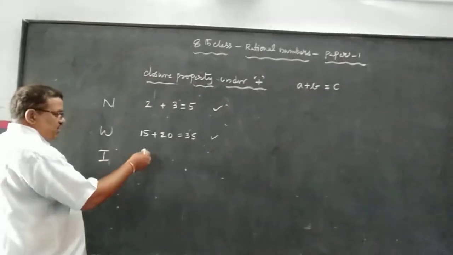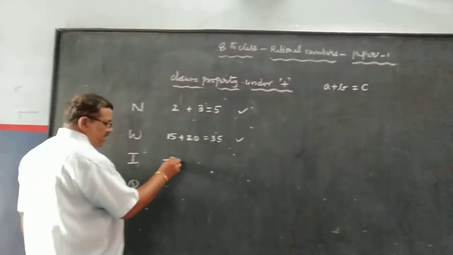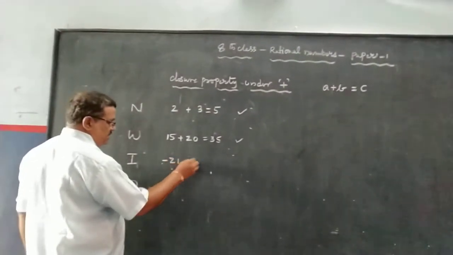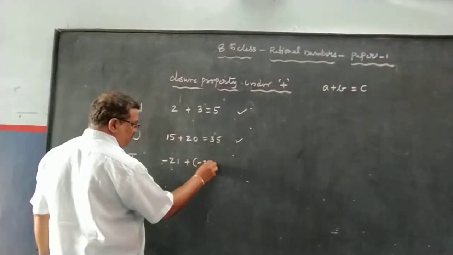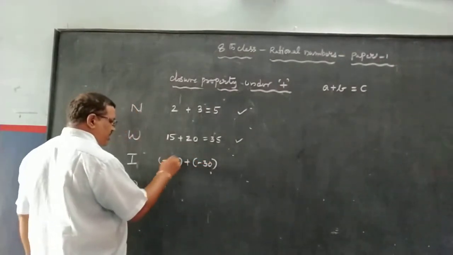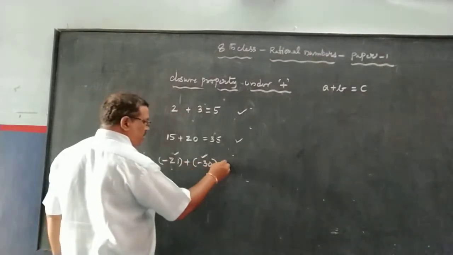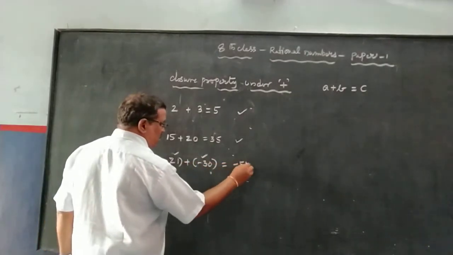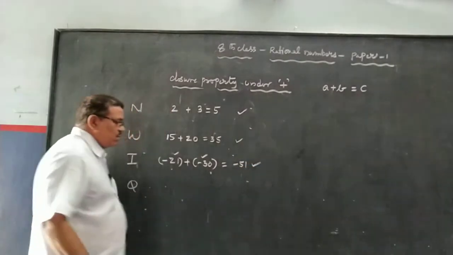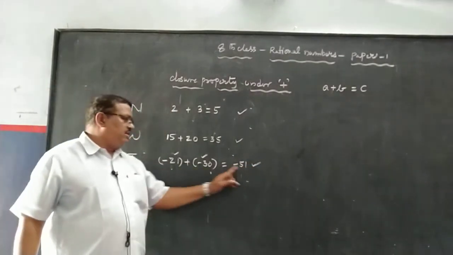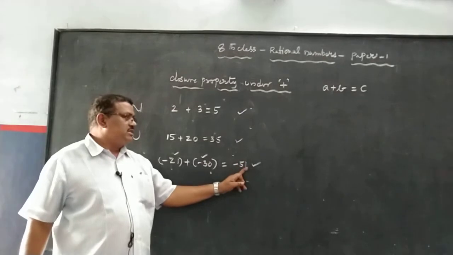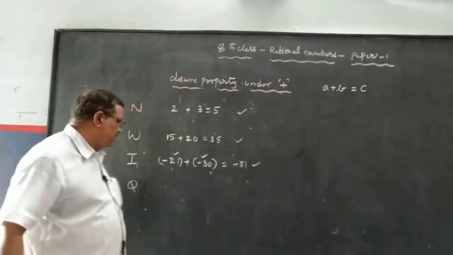Now the set of integers. I take minus 21 plus minus 30. Minus 21 is one integer, minus 30 is also another integer, the sum of them is minus 51, which is also an integer. So the sum of two integers is also an integer. This is closure property under addition.